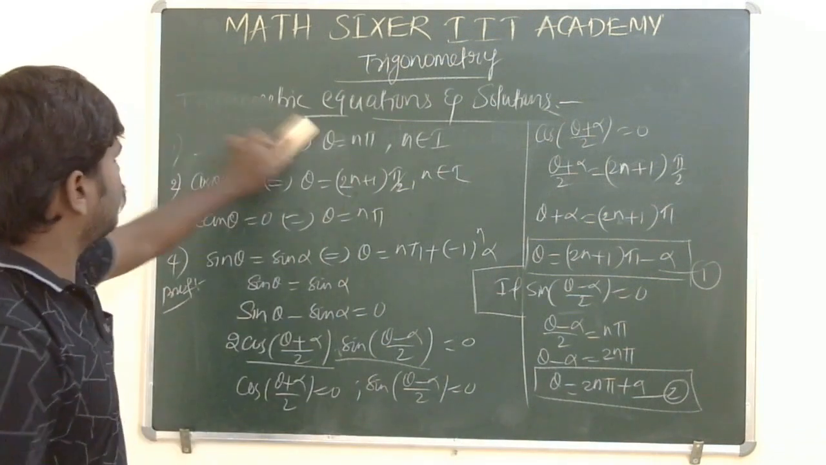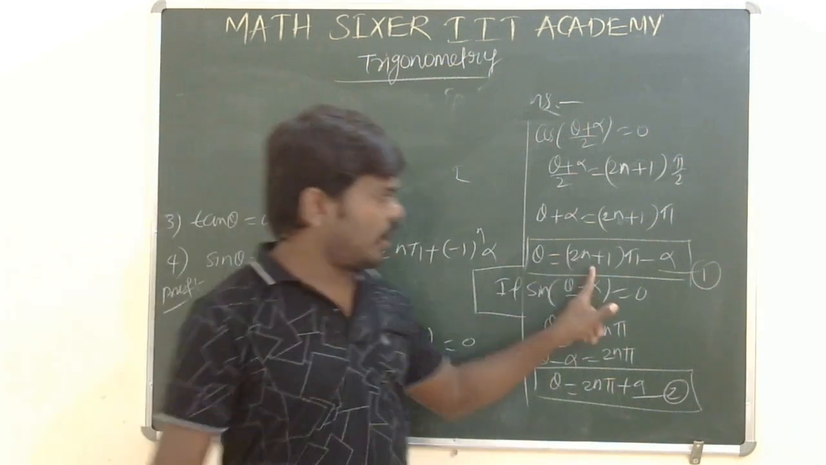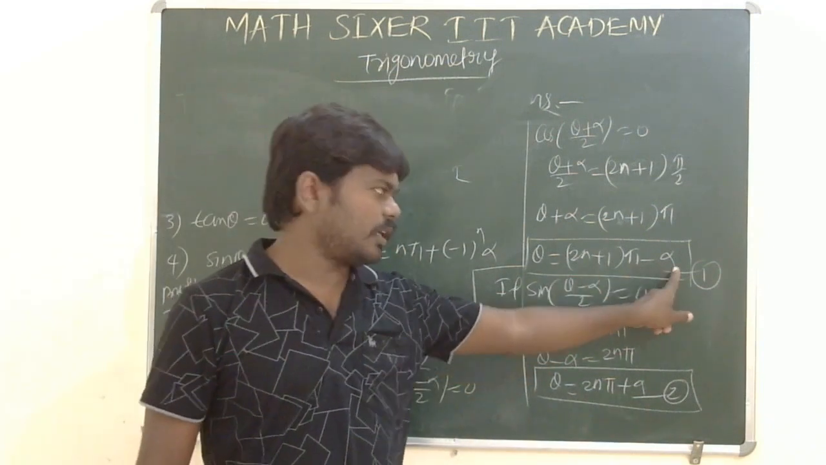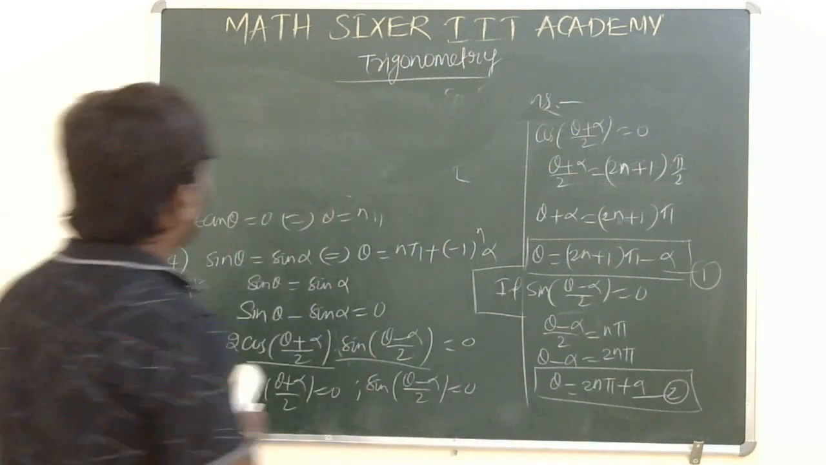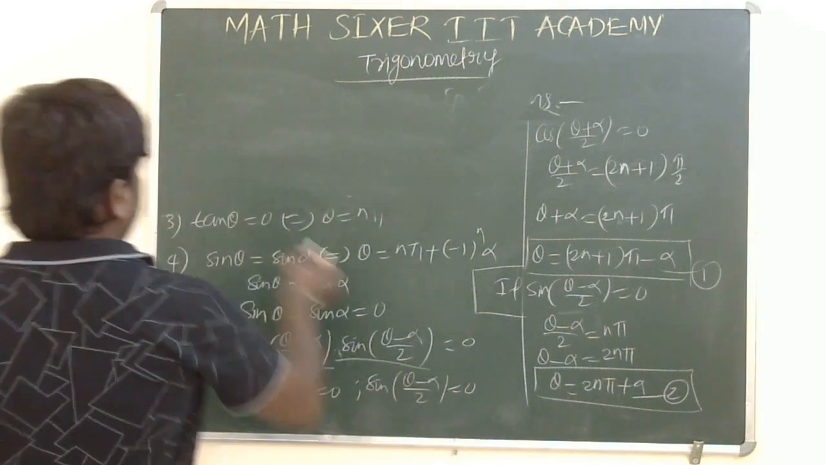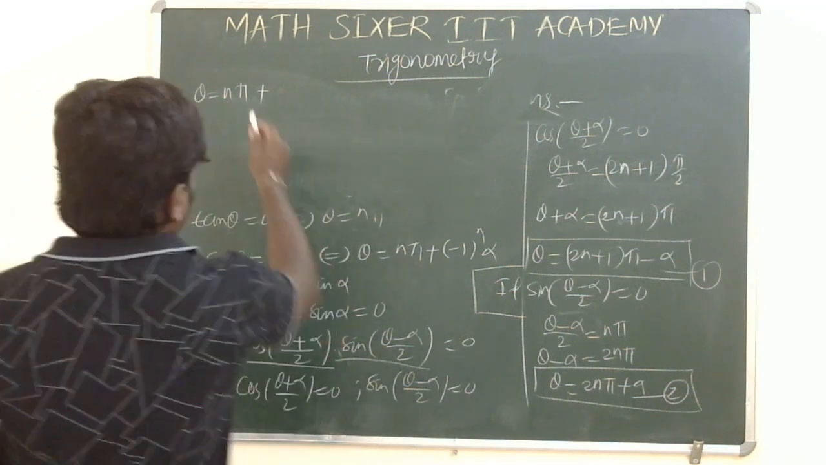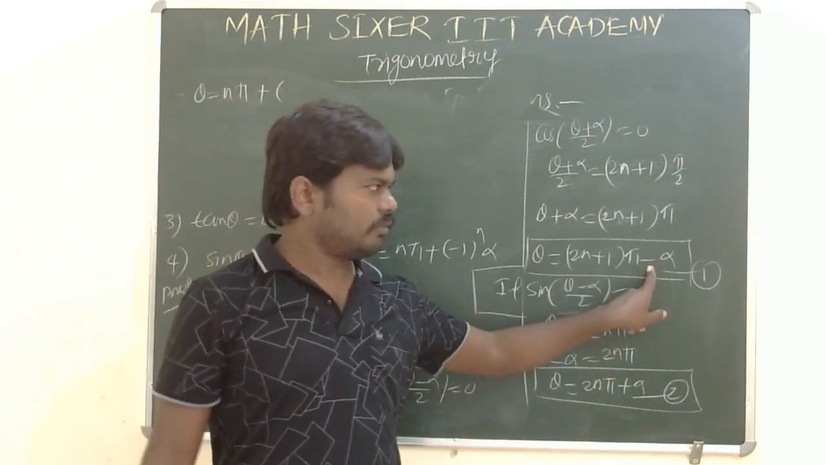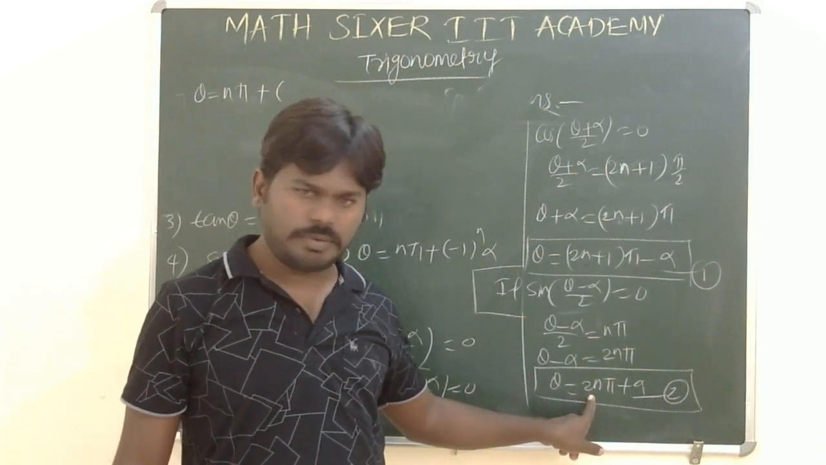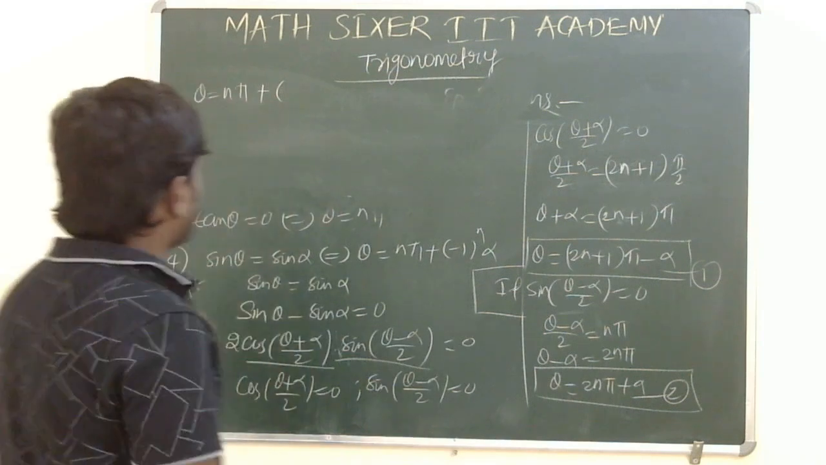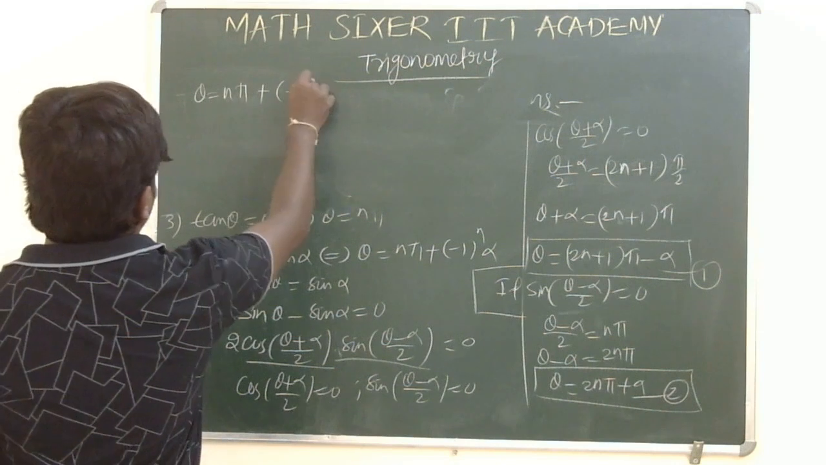When you see the two equations now, here we have an odd multiple of pi minus alpha, and here an even multiple of pi plus alpha. So how can we write it commonly? Theta is equal to n pi, and when we have an odd multiple of pi we are getting minus, and when we have an even multiple of pi we are getting plus. So the common solution we can write to remember is theta is equal to n pi plus (minus 1) to the power n into alpha.